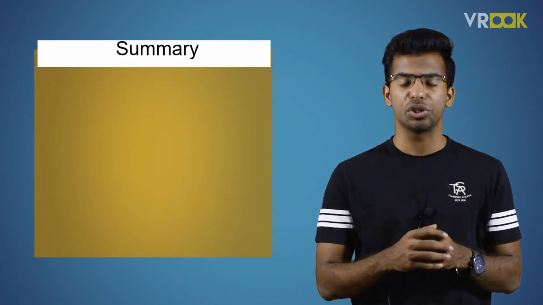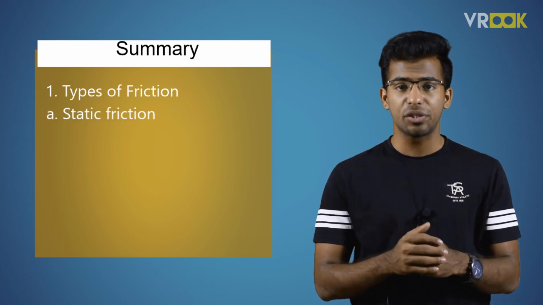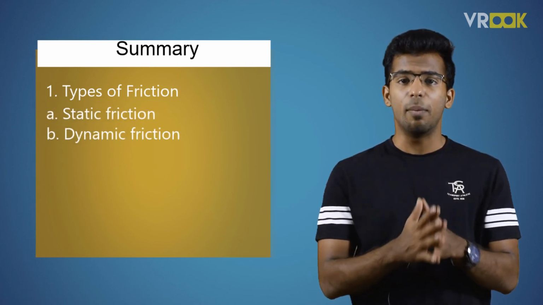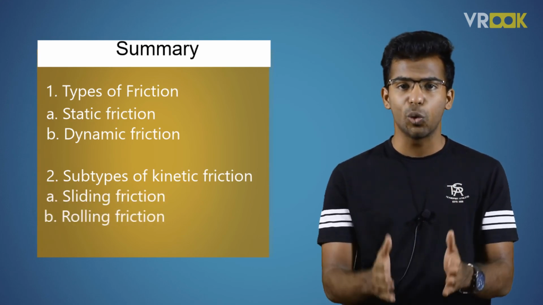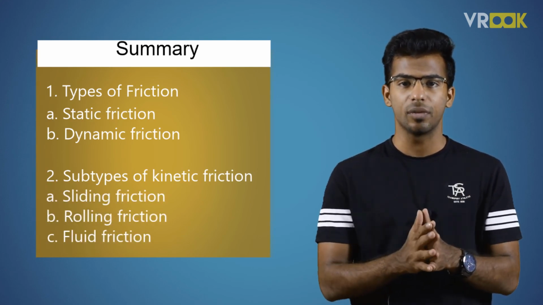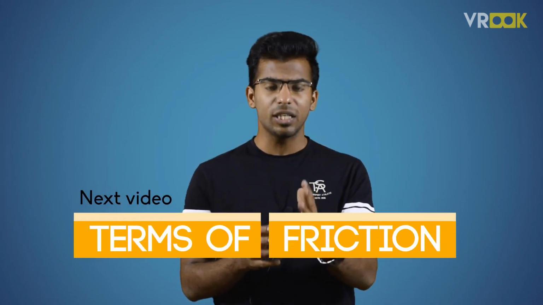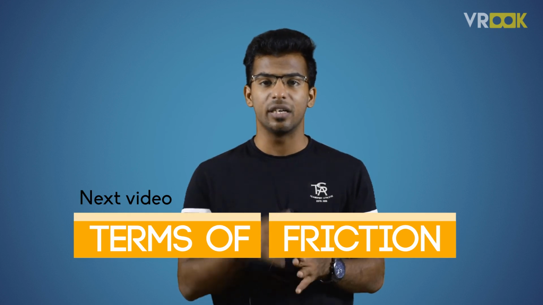So here we are at the end of this video on types of friction. To sum up, we learnt about the types of friction like static and kinetic friction, and then learnt about the subtypes of kinetic friction such as sliding friction, rolling friction, and fluid friction. In the next video, we'll look at few important terms and terminologies associated with friction.